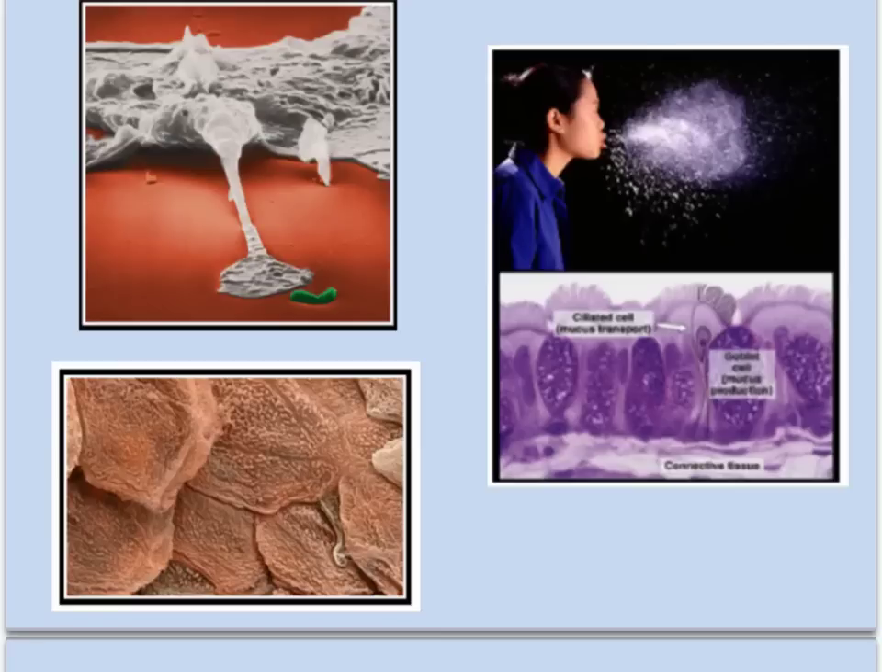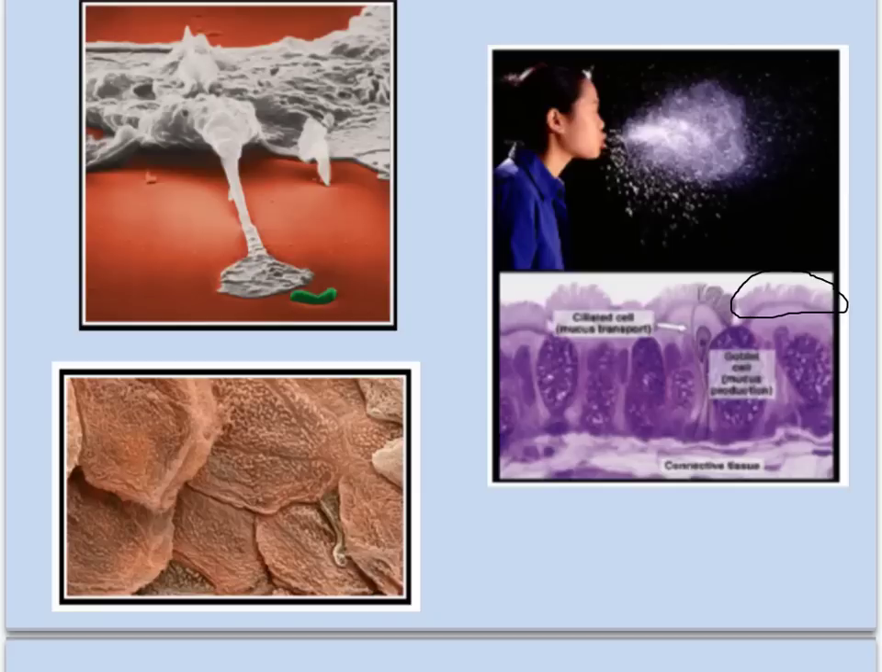To the right, you see a girl, she's sneezing, and below that it shows the cells lining the esophagus, which is our throat and lungs. You can see the little cilia on the top, the little mohawk-looking things. Those are going to work on brushing the dust particles back out of your body once you've inhaled them.